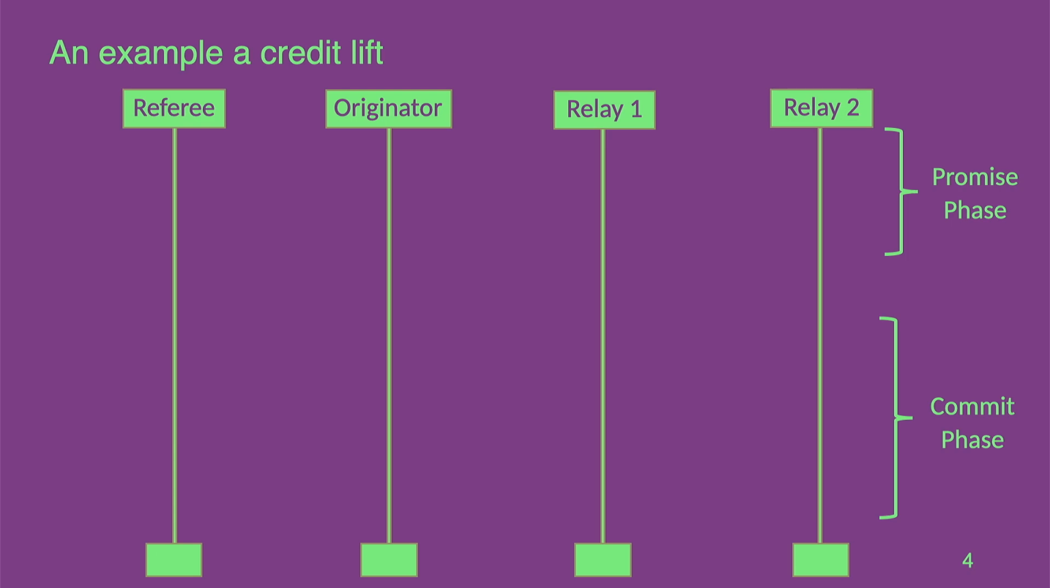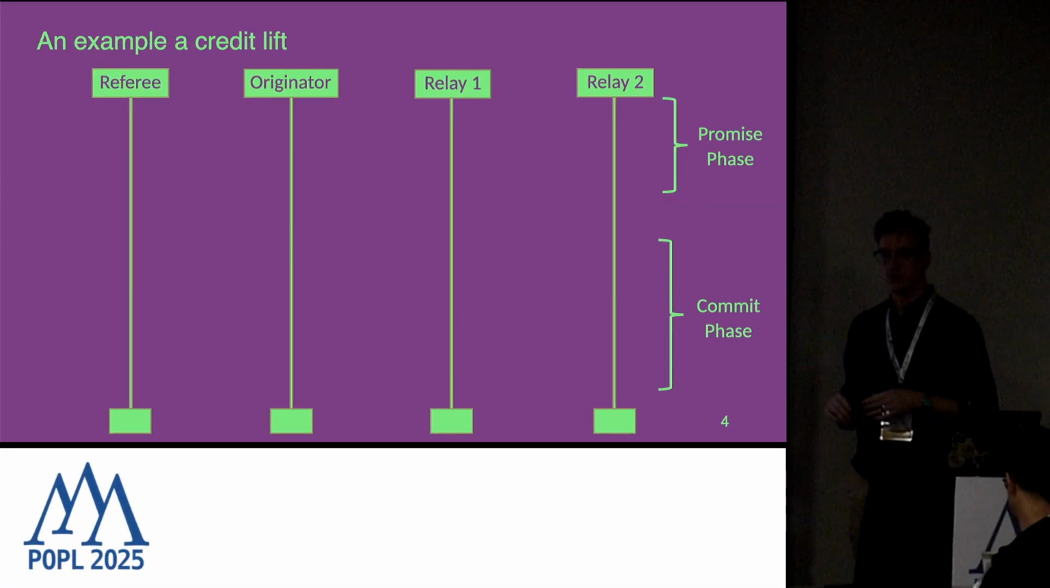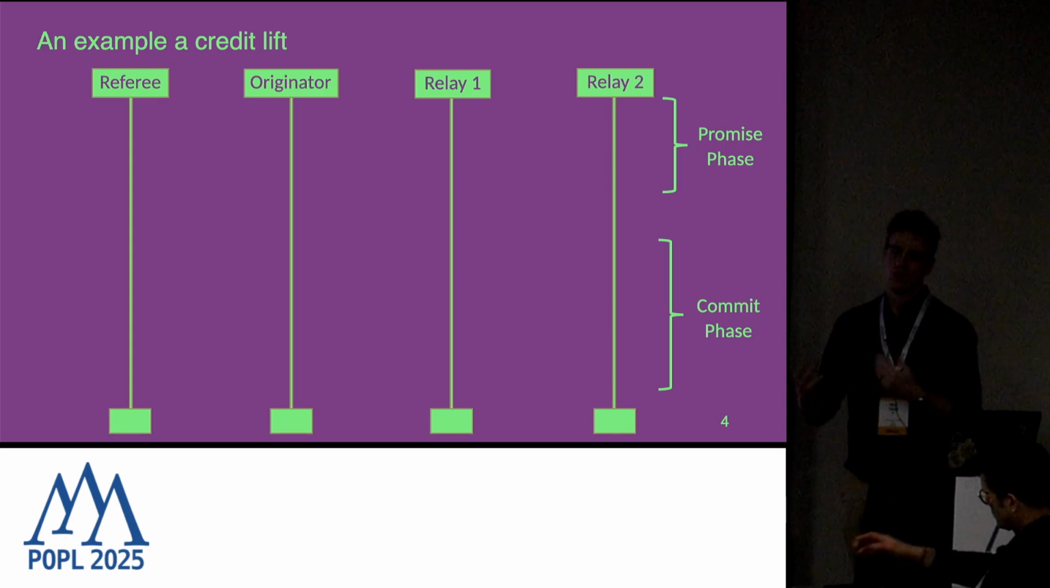There are three different types of entities that participate in this credit lift. The first is the originator, who is just any member in that cycle of debt who wants to start the process. Then there are any number of relay nodes. These are other members that are in that cycle of debt. And then there's a third special node, the referee. The referee serves to ensure that all the nodes reach a consensus on whether to forgive the debt or to roll back.